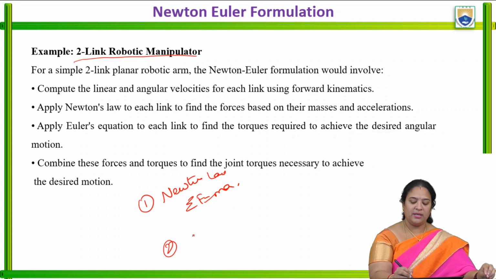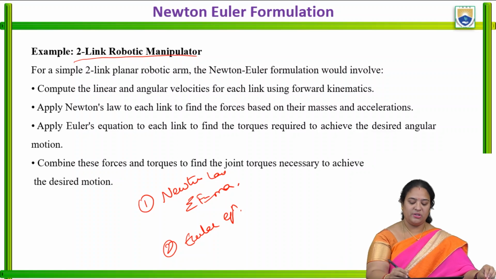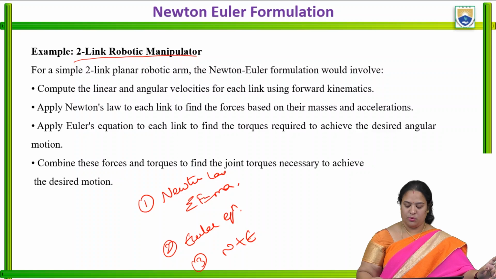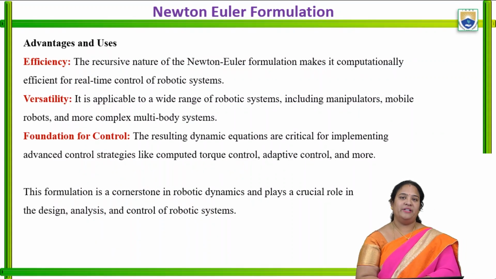Then we need to apply Euler's equation, and then we need to combine both, the Newton plus the Euler's equation. Right? When we follow this particular procedure, we will get the dynamics of a two-link robot manipulator. Right? So here we have a few advantages when we use this Newton-Euler formulation.